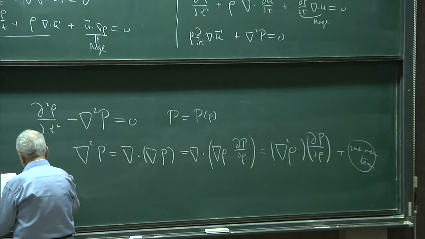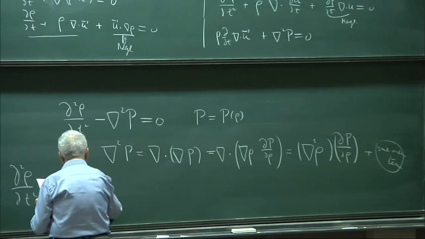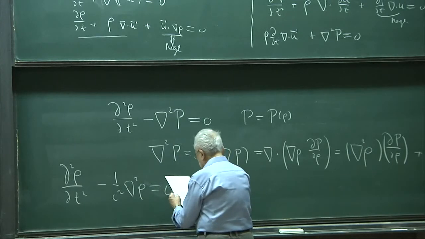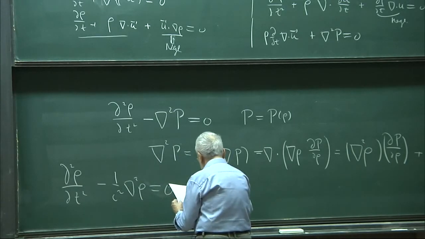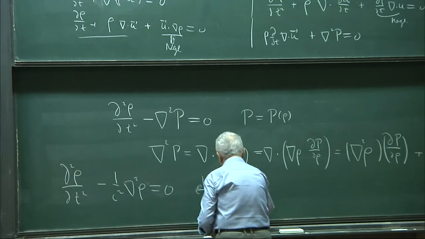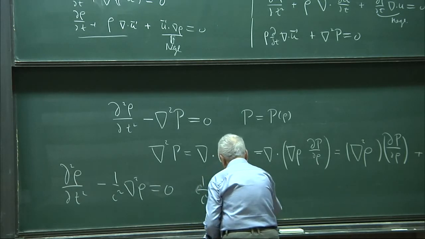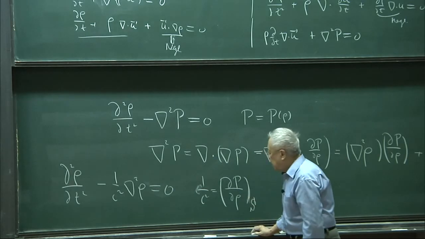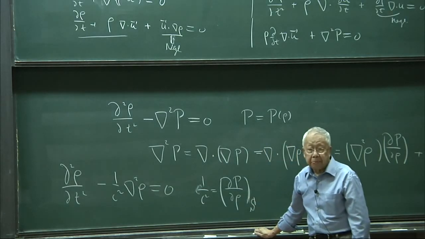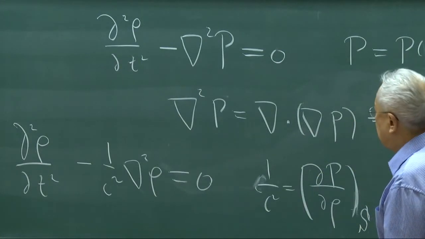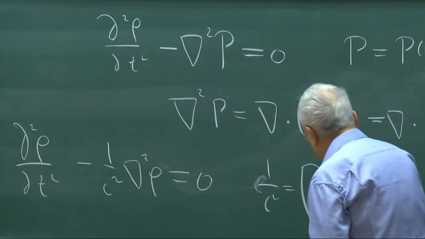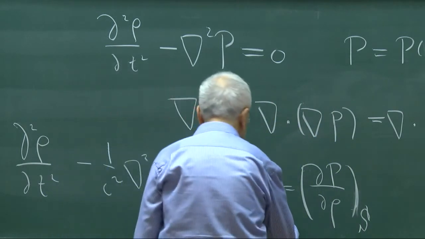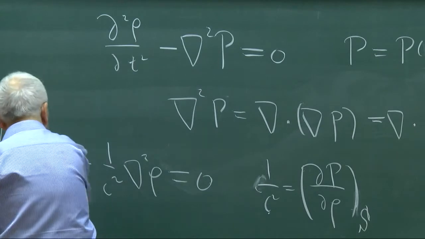d squared rho dt squared minus 1 over c squared times Laplacian of rho is equal to 0, where 1 over c squared is equal to dp d rho. And in doing this, I must keep the entropy constant because there's no heat exchange. So this is a thermodynamic coefficient that you can measure experimentally. And c is the velocity of sound. The wave equation describes sound, and c is the velocity of sound.